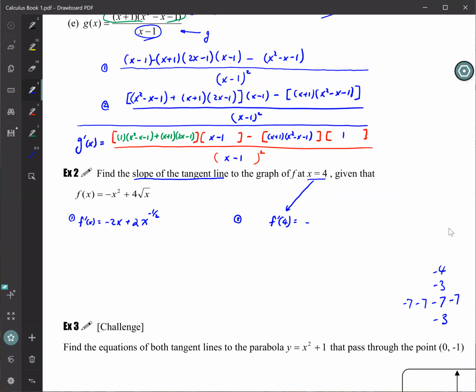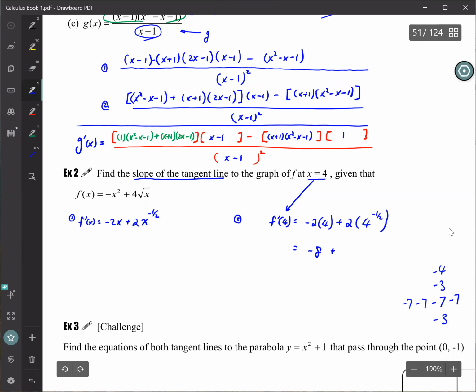Okay, we just plug it in now. -2 times 4 plus 2 times 4 to the -1/2. That's it, right? Simplify it, that would be -8. 4 to the -1/2 is 1 over root 4, right? So that's 1 over 2. So that should end up with -7.